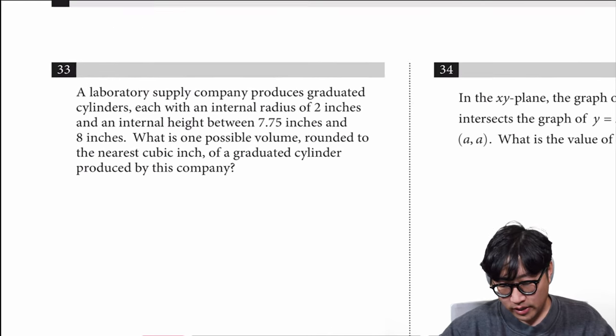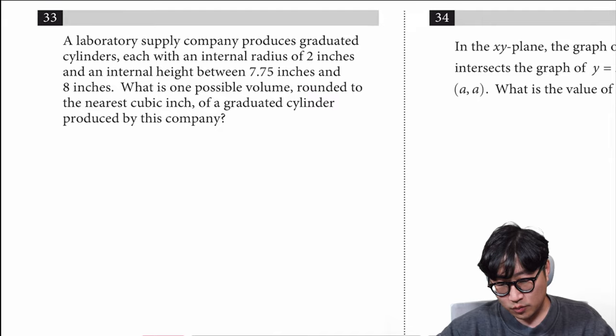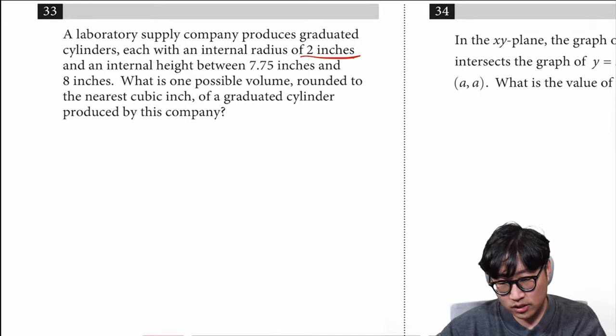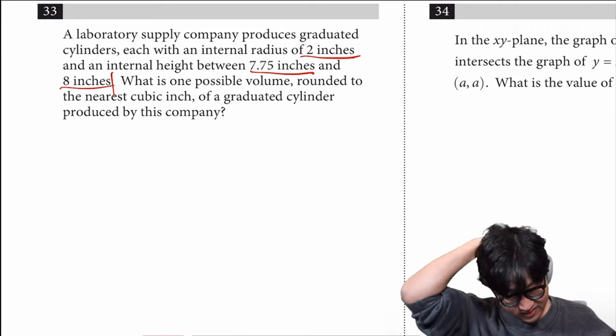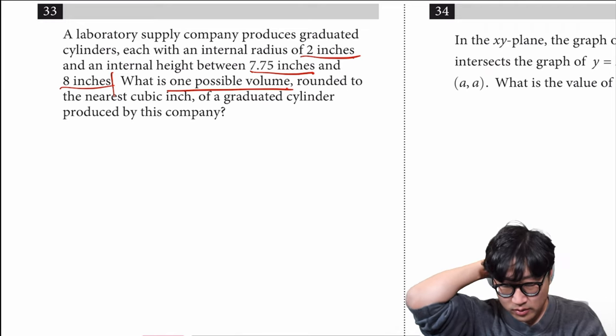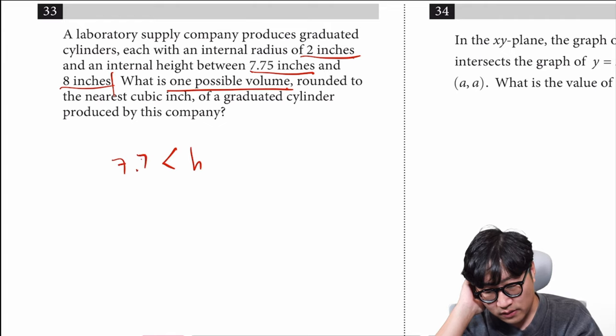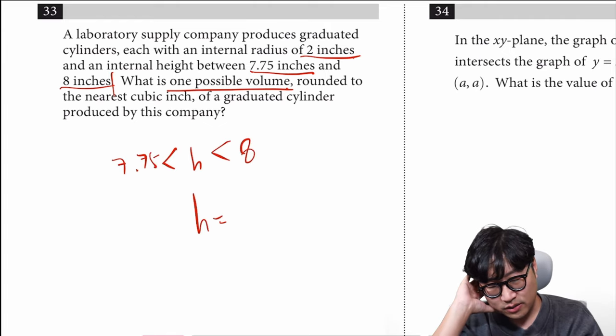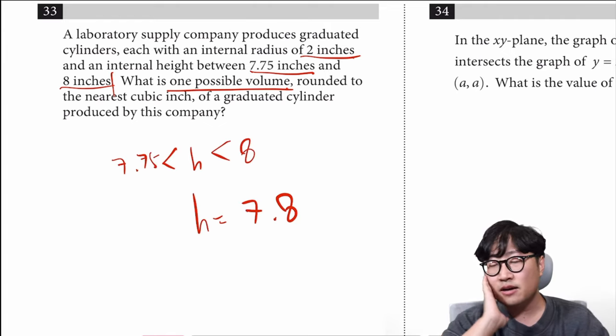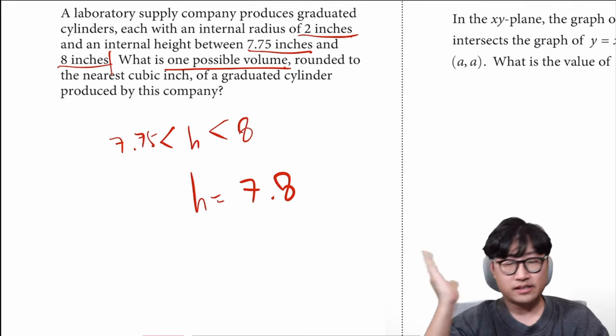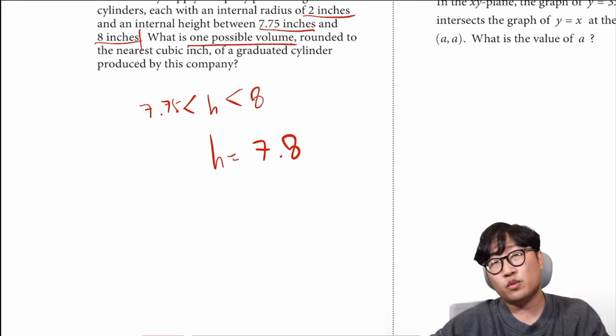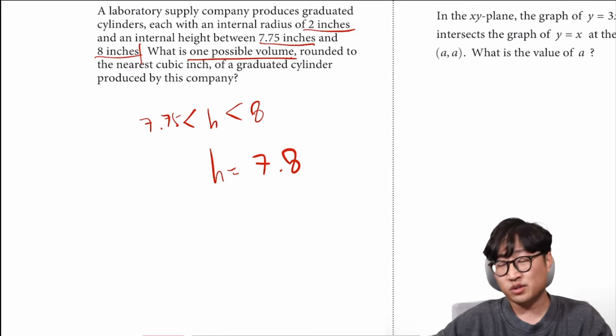Number 33, a laboratory supply company produces a cylinder with a radius of 2 inches and an internal height between 7.75 and 8. Why couldn't they just give me a number? What is one possible volume? Okay, so height is between 7.75 and 8. I'll just say h is equal to 7.8. You can use any number you would like, but it says one possible volume, so it doesn't matter what you use as long as it's between 7.75 and 8.